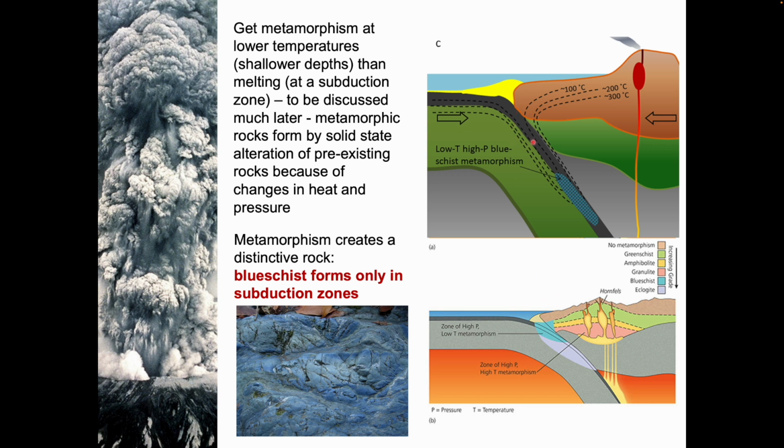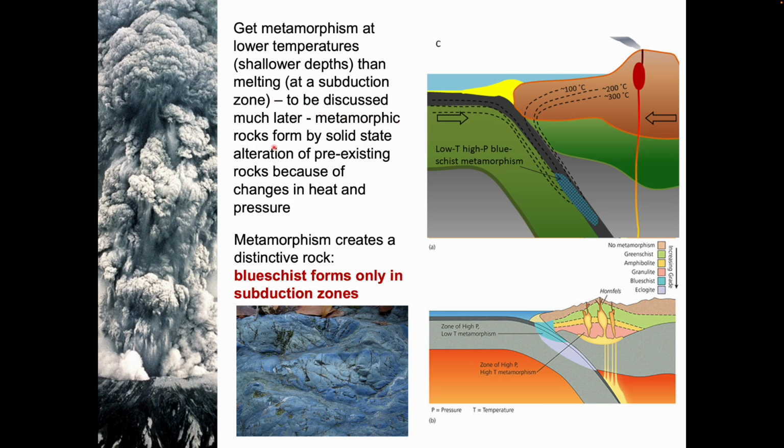This area of low temperature but high pressure gives us metamorphism. That's our third type of rock. We have igneous, sedimentary, and metamorphic, which is a rock that has been changed by heat and pressure and chemical processes. So we get metamorphism at lower temperatures, which normally correlates with a shallower depth than we do at melting, which is in a subduction zone. But we'll discuss metamorphism much later in this course.